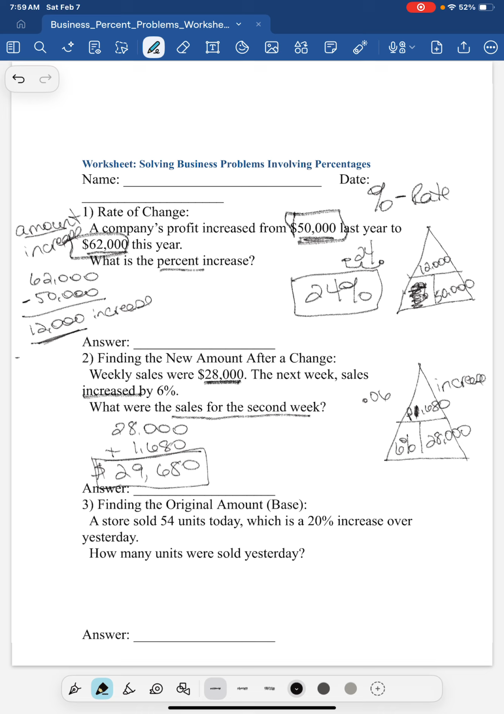And you see that your sales for the second week were 29,680. Okay, now, this one may seem a little different to you because we're going to find the original amount. We're looking for the base here, okay?